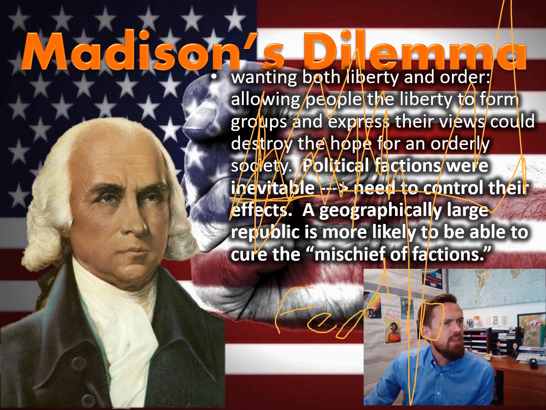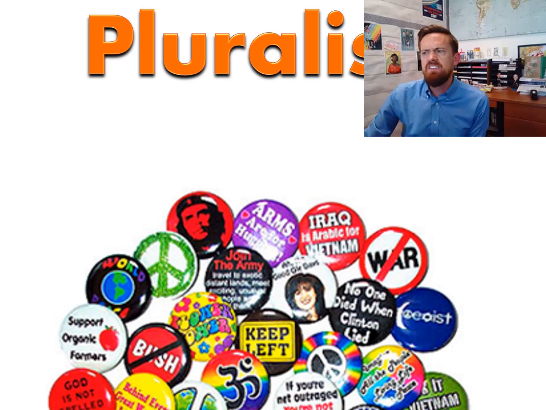That he wrote a paper called Fed 10. He said interest groups are scary, but they can be controlled by having a large republic. This is just a reminder about Fed 10 and what he meant by that, since today we're going to talk about interest groups. I am moving on. Cool.